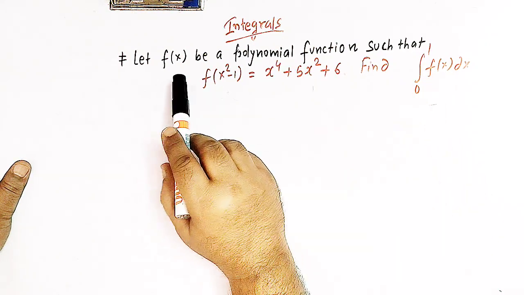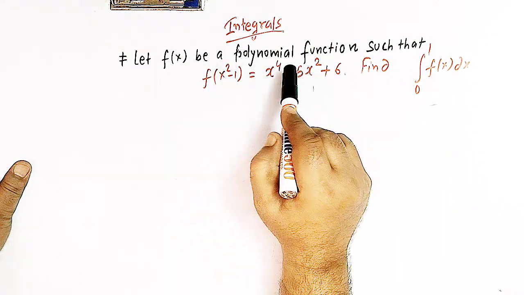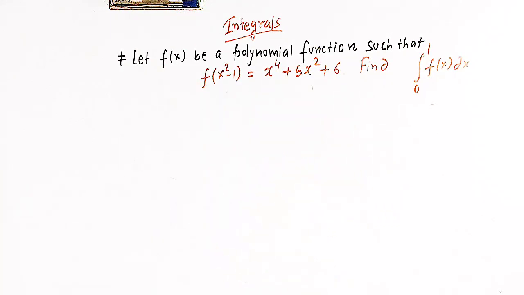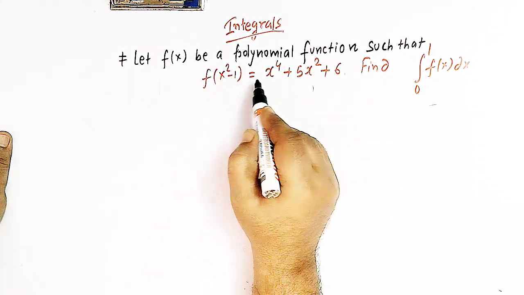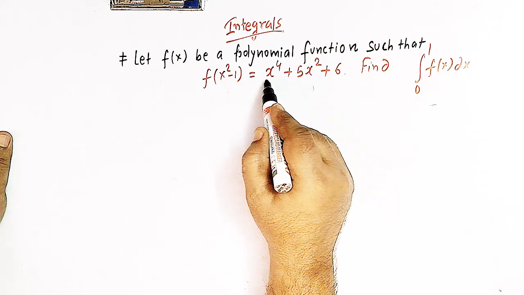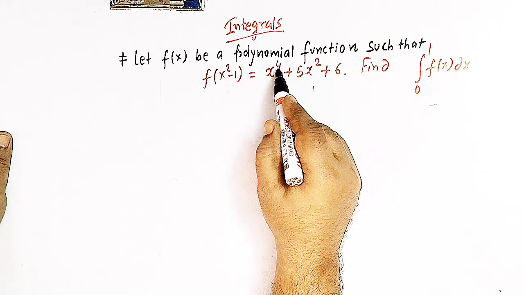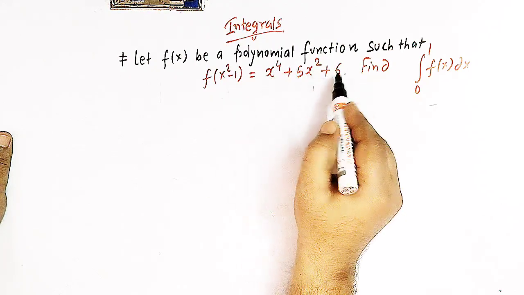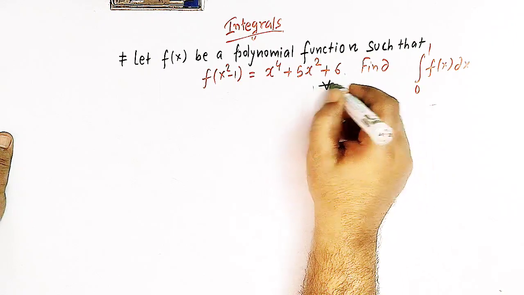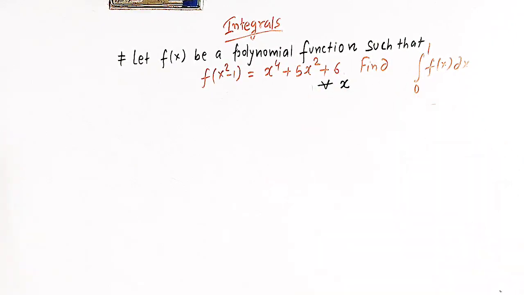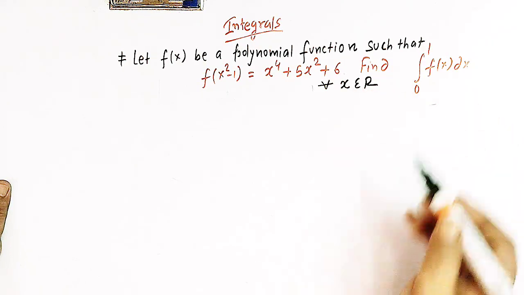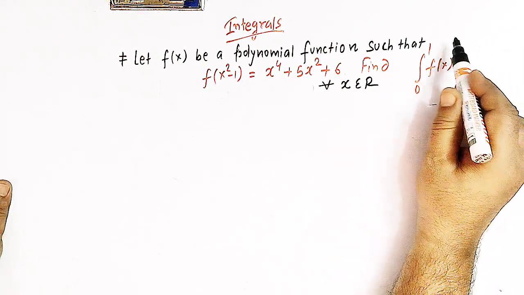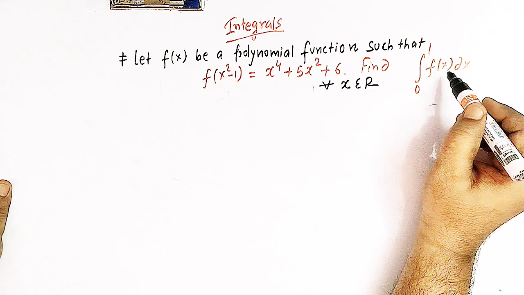And remember here f of x is a polynomial function, and the function f of x square minus 1 is given by this polynomial, that is x raised to 4 plus 5x square plus 6, which is defined for all values of x belonging to the set of real numbers. And we have to find the value of this integral.